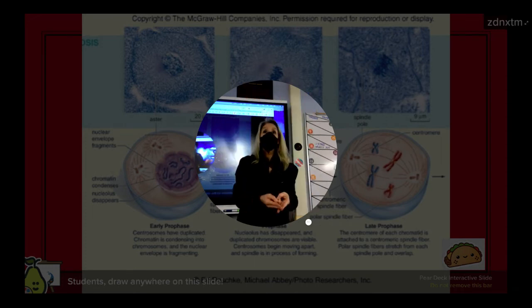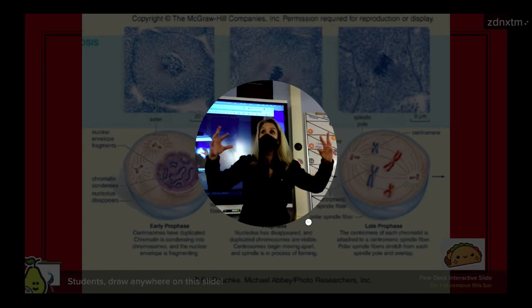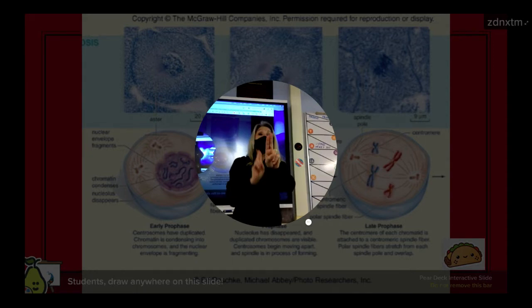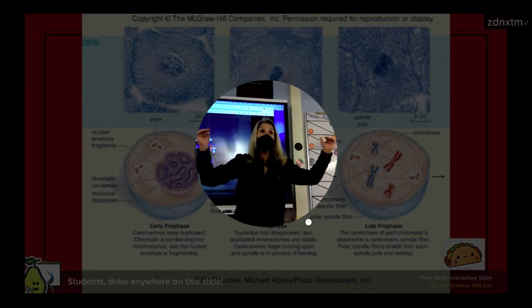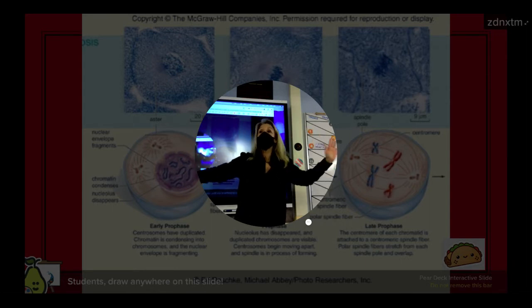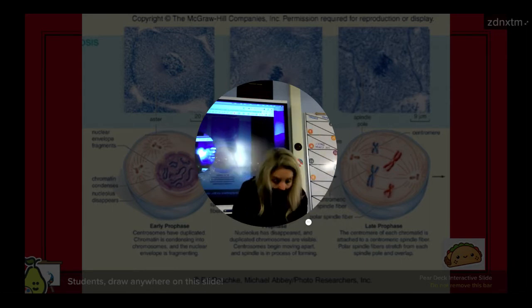The nuclear envelope and the nucleolus disappear, radiating microtubules, asters. They meet in the middle at metaphase, away at anaphase. Who's going away? Sister chromatids. Okay. Away at anaphase, to nuclei at telophase, cytokinesis.